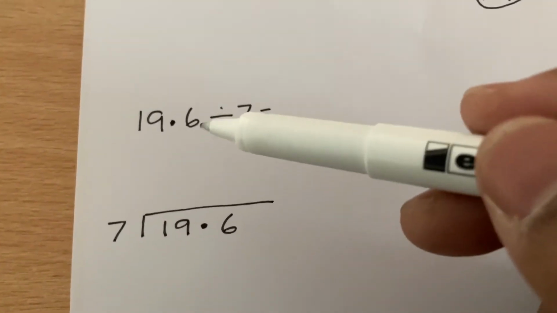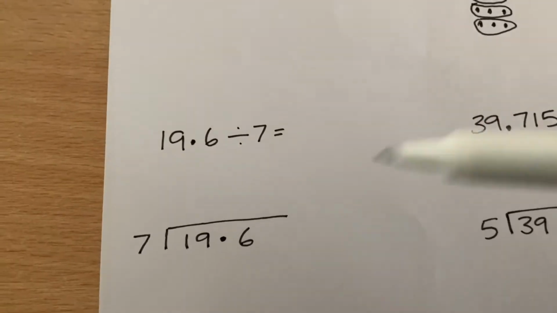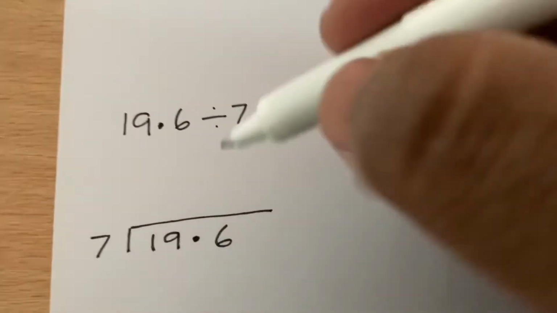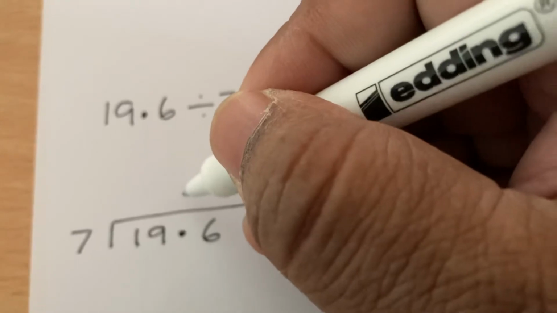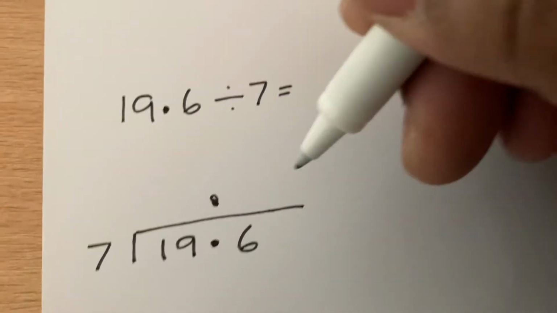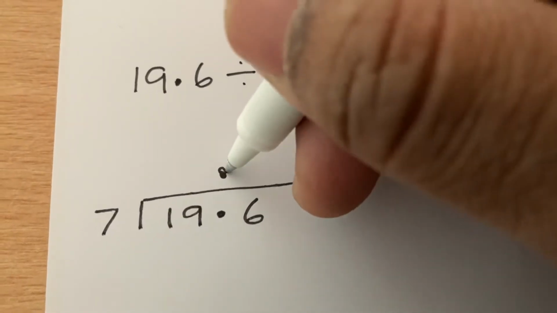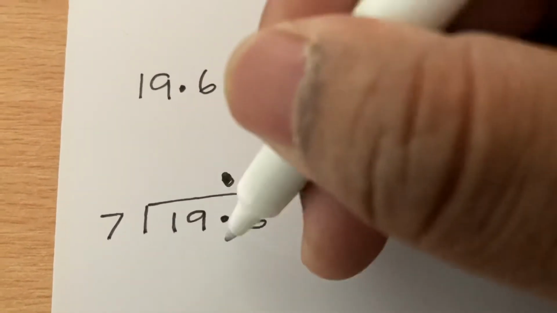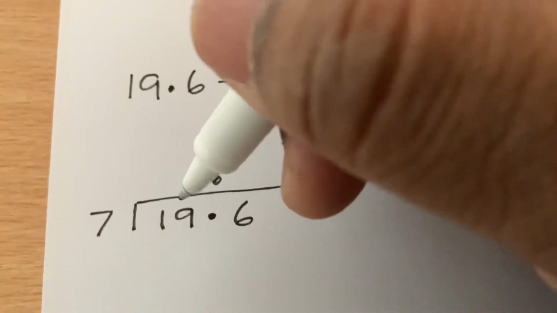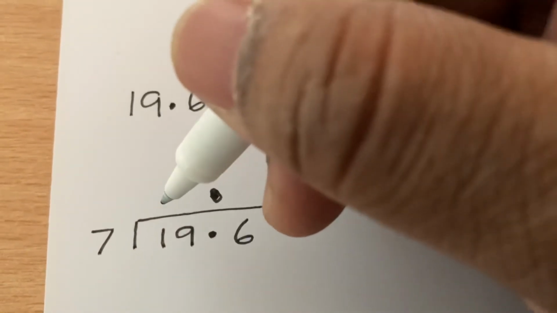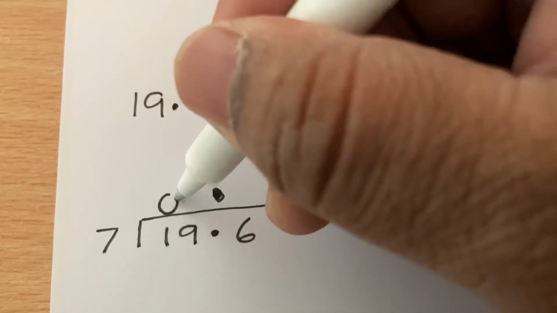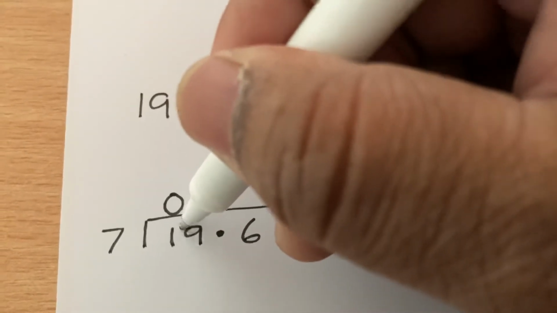So we've got 19.6 divided by 7. Exactly the same method as before. However, we've got a decimal point in. So the first thing we need to do is put my decimal point in the answer. I need to make sure I have got the decimal point in line with the decimal point, because the decimal point never moves. Okay, how many 7s are in 1? There are no 7s in 1 because 1 is too small. So 0 7s in 1, and then we carry the 1 on.